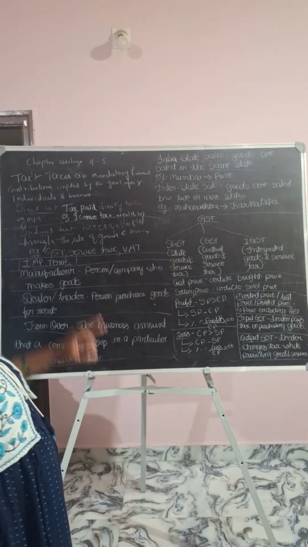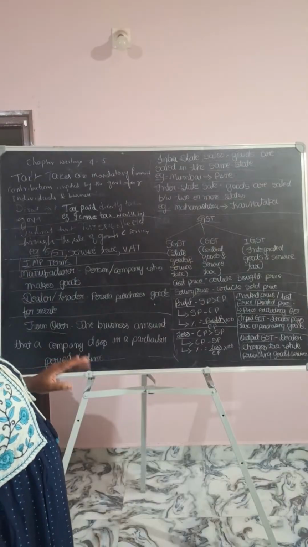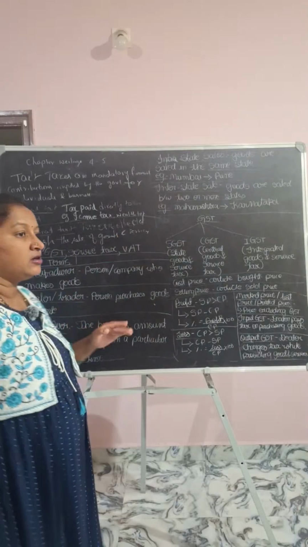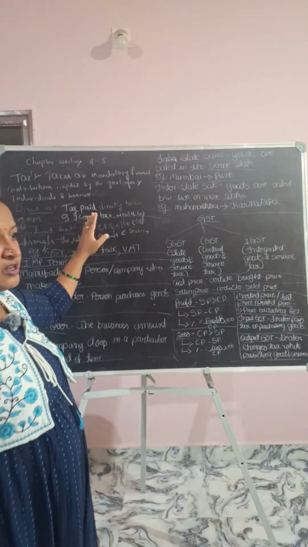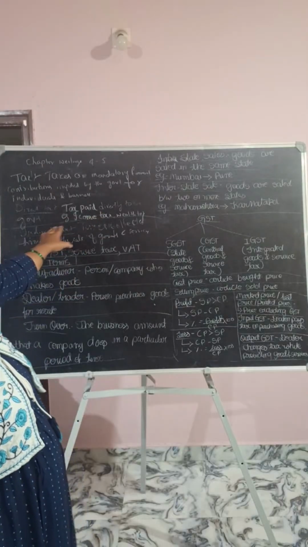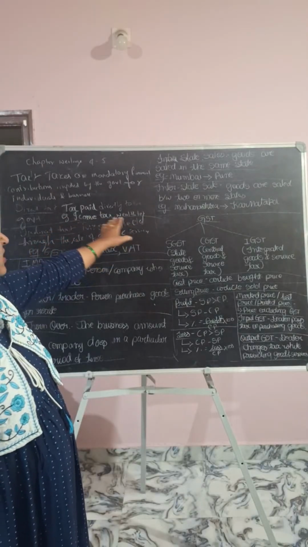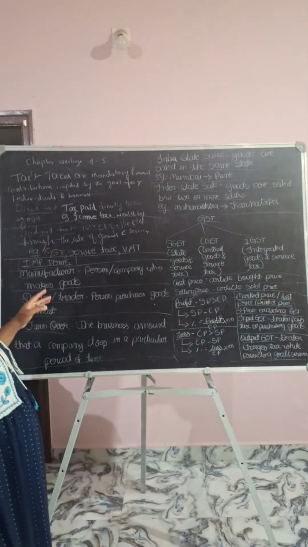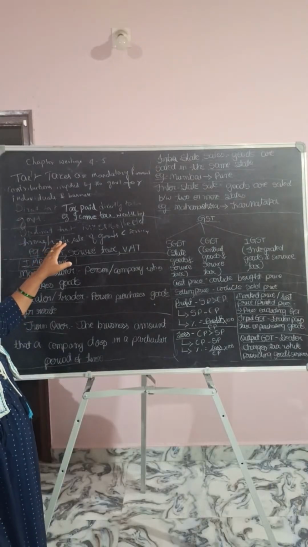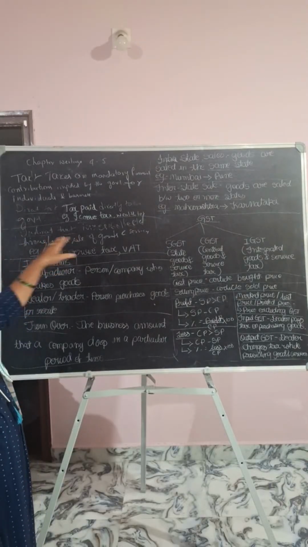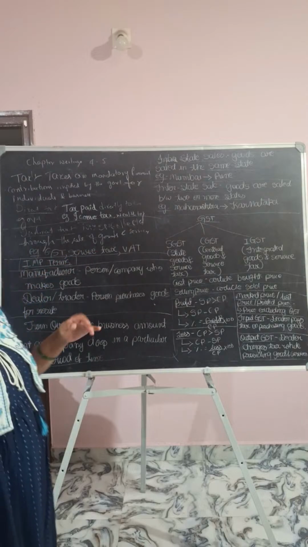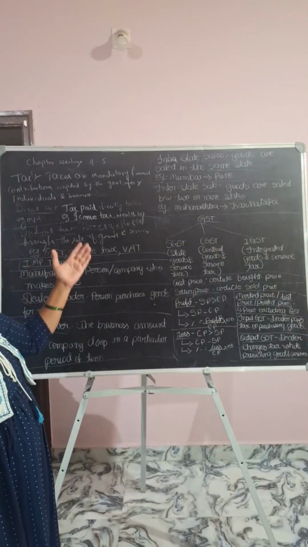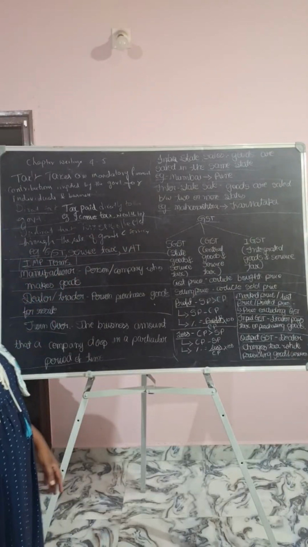So there are 2 types of taxes. One is direct tax and the other is indirect tax. Direct tax: tax paid directly to the government. Example, income tax, wealth tax, property tax, etc. Indirect tax: taxes are collected through the sale of goods and services. For example, GST, service tax and VAT.